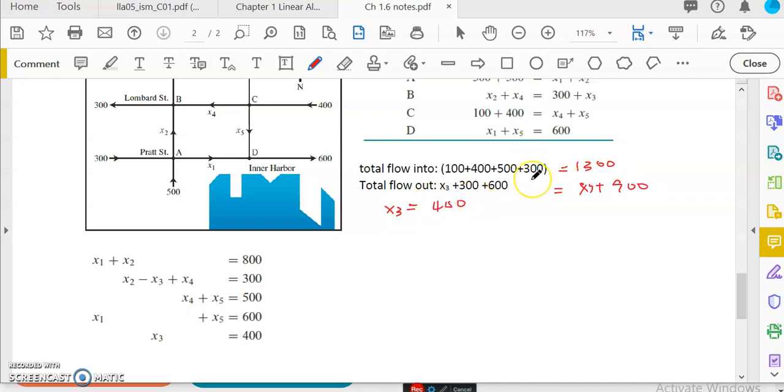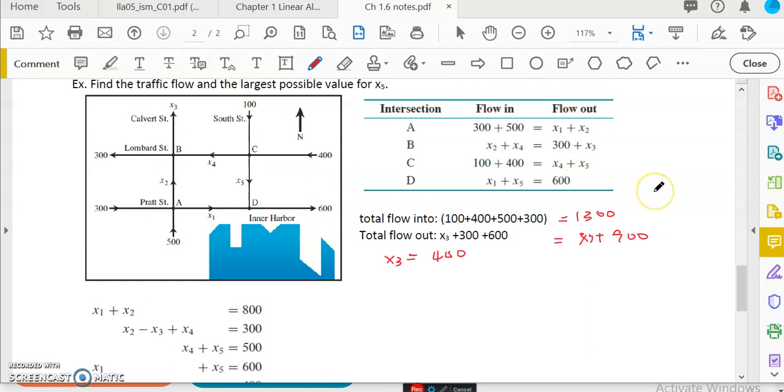So this is something that is known. And the other things that are known are at each junction. If you look at junction A, I have 300 coming in and 500 coming in, but they go out to x1 and x2. So this is the equation. At junction B, which ones are coming in? x2 is coming in, x4 is coming in. They flow out to x3 and 300. Junction C, flowing in is 100 and 400. Flowing out is x4 and x5. And then at junction D, flowing out is 600. Coming in is x1 and x5. So these are all the information that you have.